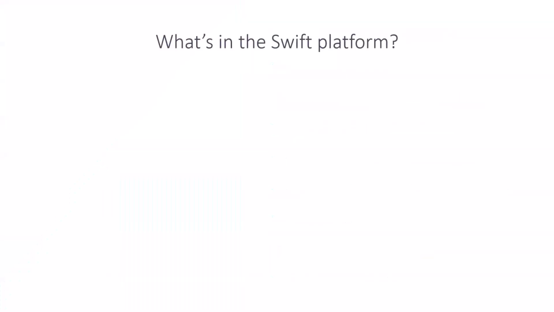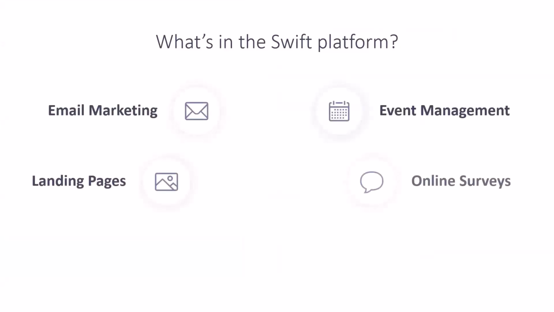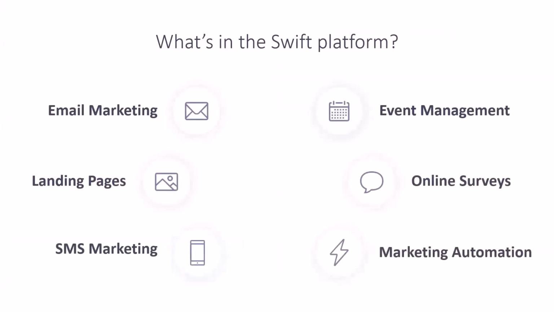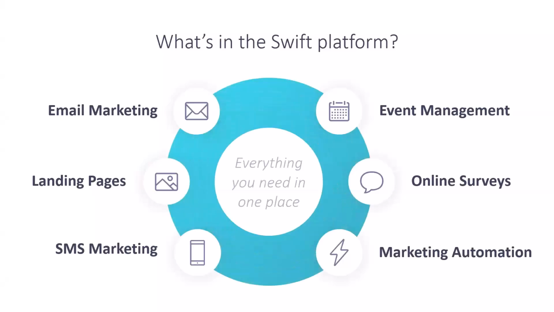As for the platform itself, the tools that it includes are email marketing, event management, landing pages, online surveys, SMS marketing, and then we have some marketing automation tools as well. So you might imagine for a moment all the different platforms or tools that you're currently using for these different kinds of solutions. With Swift, it's really taking all of those and merging them into just one platform, one solution.